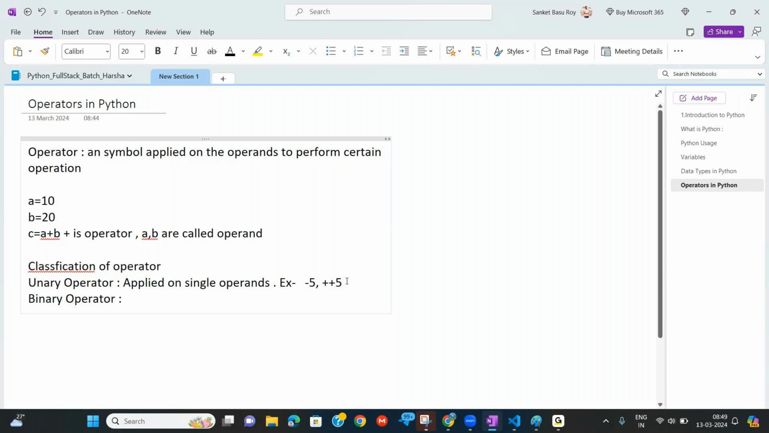So binary means, as the name suggests, it is applied on two operands. As we have already seen, I'm writing a plus b. Here plus will be applied on two operands, one is a, another one is b. Now here plus will be treated as a binary operator.